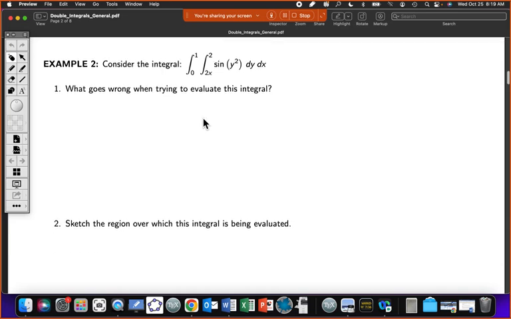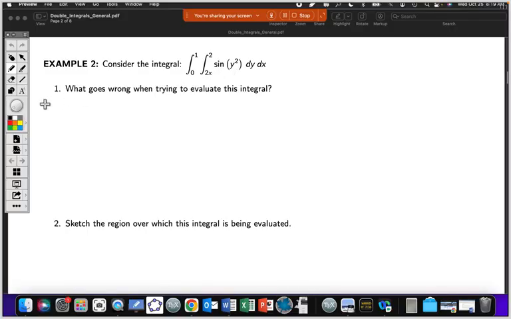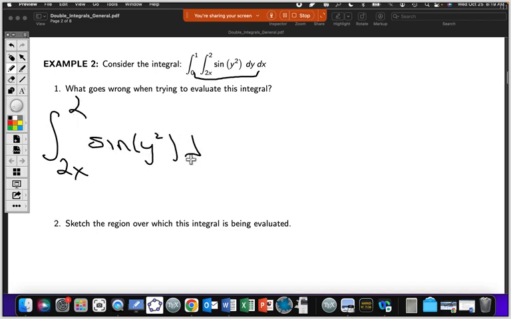Let's take a look at example 2. What goes wrong when trying to evaluate this integral? So if we try to evaluate this integral as an iterated integral as is, remember we always start from the inside out. So I'd be trying to integrate 2x to 2 sine of y squared dy. And even though sine of y squared is continuous, we don't have a very nice way of writing the antiderivative for this. Okay.